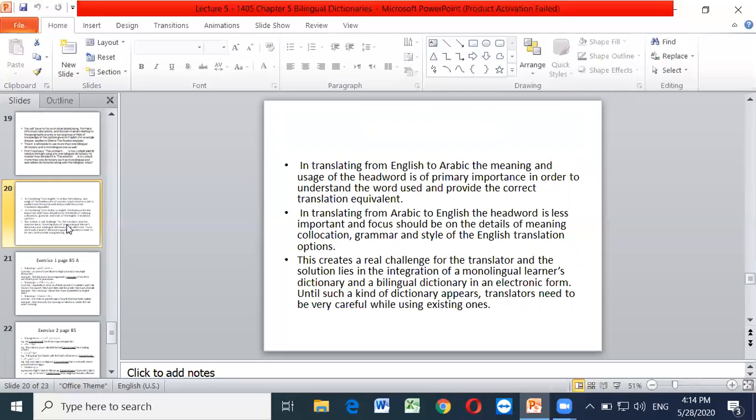This creates a real challenge for the translator, and the solution lies in the integration, that is uniting or collecting a monolingual learner's dictionary and a bilingual dictionary in an electronic form. Until such a kind of dictionary appears, translators need to be very careful while using existing ones.